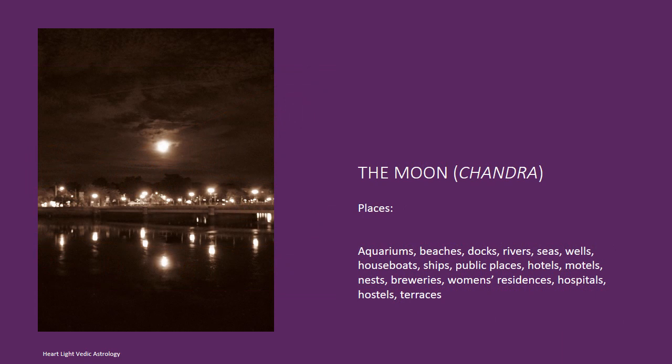So places indicated by the moon, watery again: aquariums, beaches, docks, rivers, seas, wells, houseboats, ships, public places, hotels, motels. So now we're getting into the hospitality bit. Nests, breweries, women's residences, hospitals, hostels, terraces, so public places, women's places. A terrace, that might be nice for viewing the moon, so you start to see.